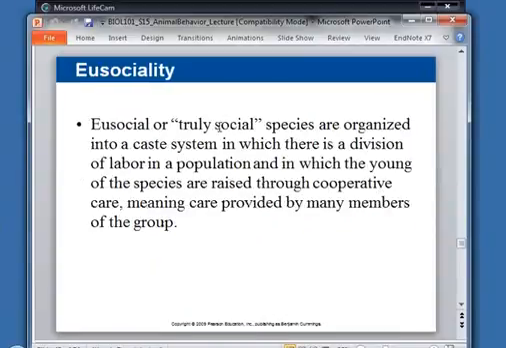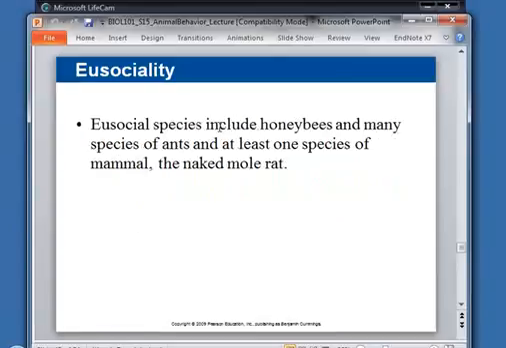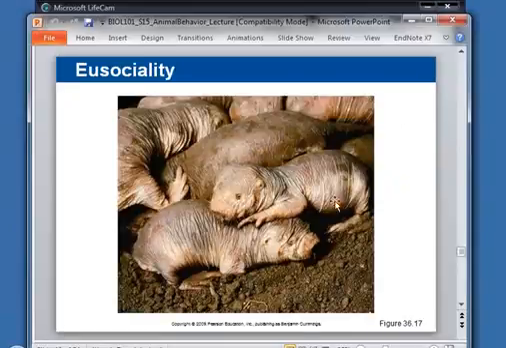Eusociality, they call this truly social species. That's not exactly what the definition always means. You can kind of think of it more like extremely social. And oftentimes these look like things that are involved in cooperative care, where there's some young and everybody contributing to those young. So for instance, we've got things like honeybees and the naked mole rat, which is this guy here, that will all work together.